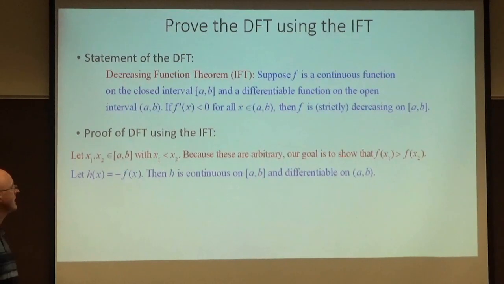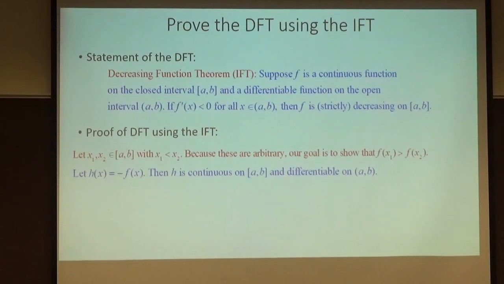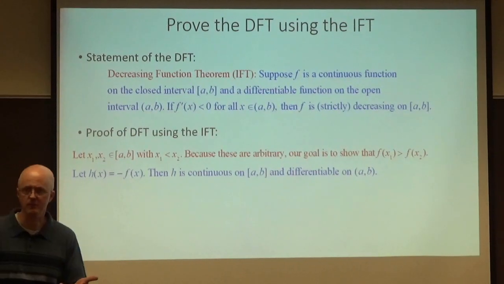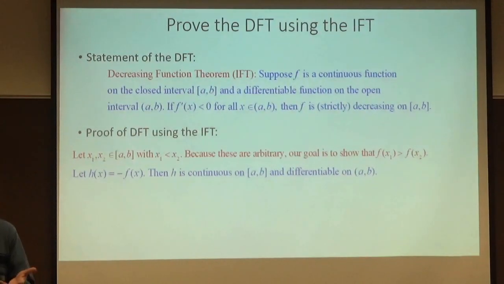So here's the trick. Like you were told in the book, and I told you on Moodle, let h of x be negative f of x. Just a new function. And the idea is that I'm going to apply the increasing function theorem to h to show it's increasing. The graph of h will be going up.